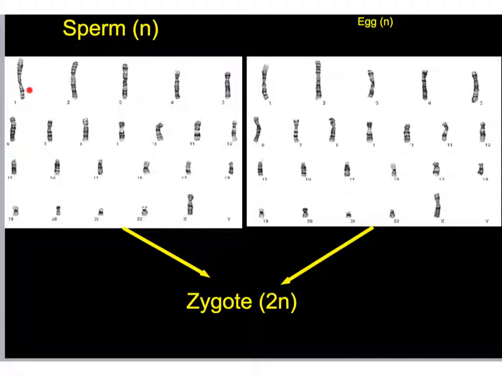She got one chromosome number 1 from dad, she got one chromosome from mom, and so now she's got two chromosome number 1s, and so forth. So this is how it works. You go from, in humans, haploid egg and sperm. When they fertilize, you get then the 2N individual, the diploid individual.